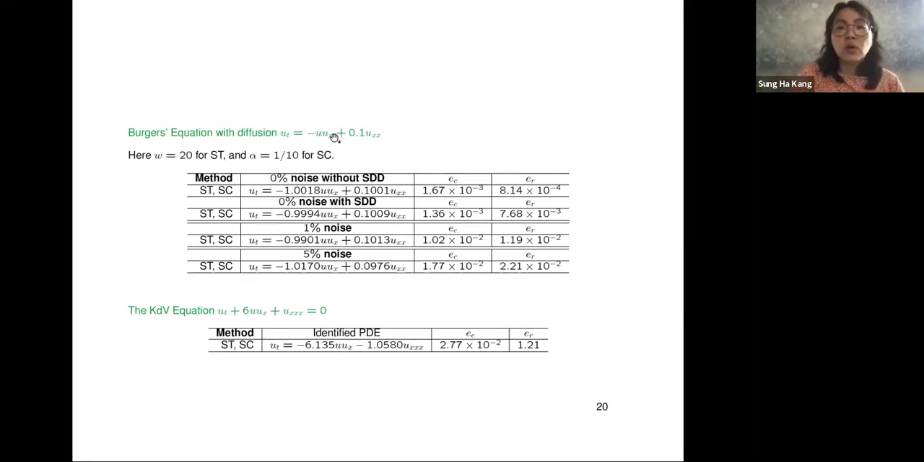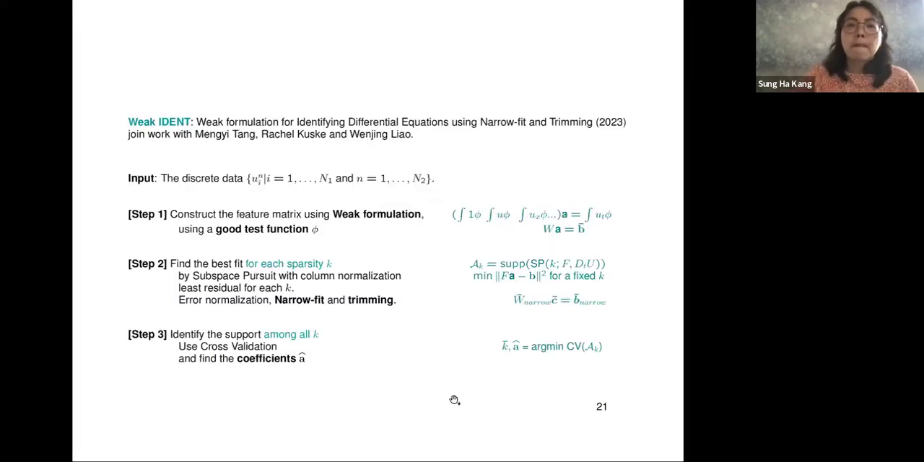We can do this for the Burgers' equation with diffusion, for example. Before, maybe you were able to handle only 0.5% noise, and now you can go up to 5%. We can do it for the third order derivative as well. Now, how do we move forward from this? We move forward with the weak form, because around this time there was some other work also using the weak form. So now, let's consider the weak form.